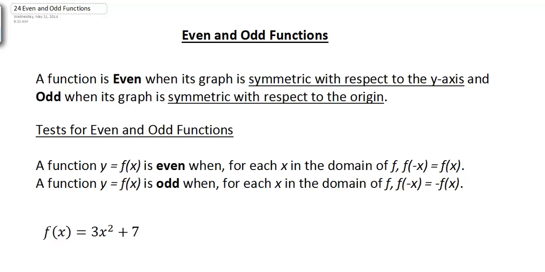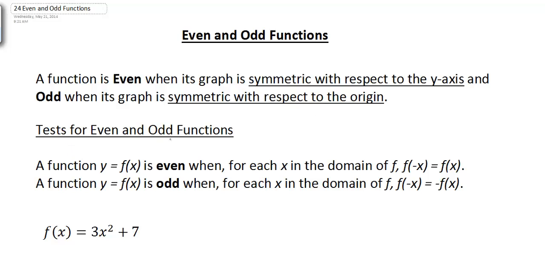Here in this video, we're going to explore even and odd functions. There are two ways we can go about identifying a function to determine whether it's even or odd, or possibly neither. A function is even when the graph is symmetric with respect to the y-axis. We talked about symmetry with the y-axis before. Your function is odd when the graph is symmetric with respect to the origin. So we could look at the graph and determine, is it symmetric with the y-axis or is it symmetric with the origin, and you would know whether the function is even or odd.